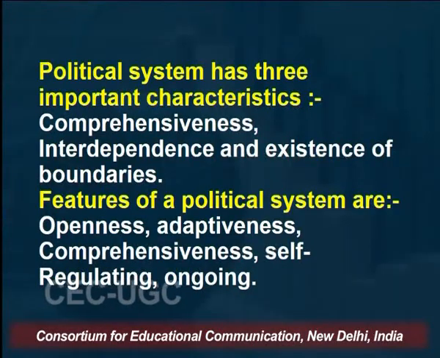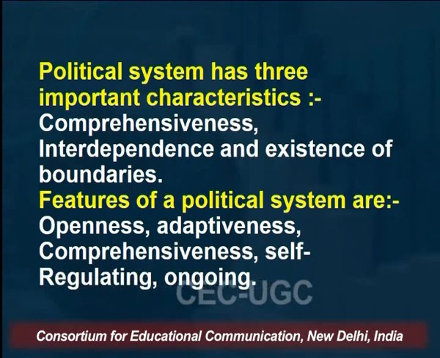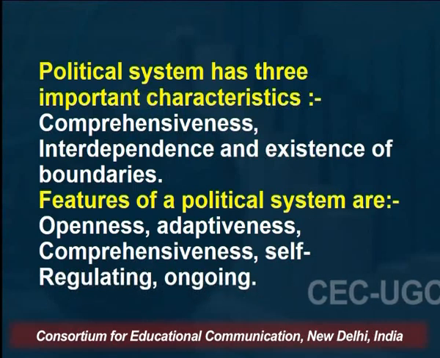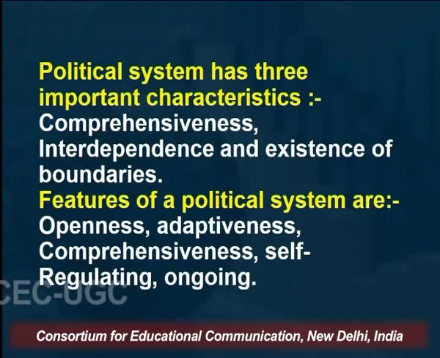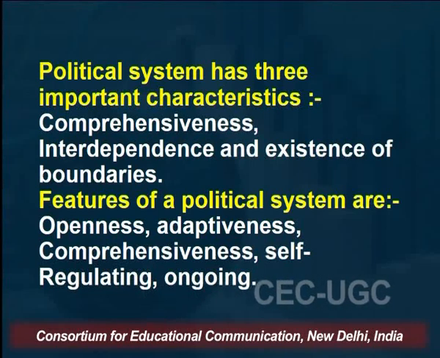Now, the political system has 3 important characteristics. What are they? Comprehensiveness, interdependence, and existence of boundaries. Further, what are the features of a political system? Openness, adaptiveness, comprehensiveness, self-regulating, ongoing.